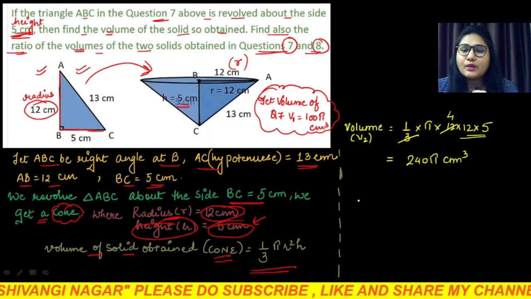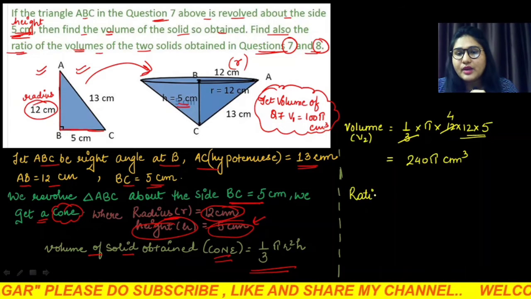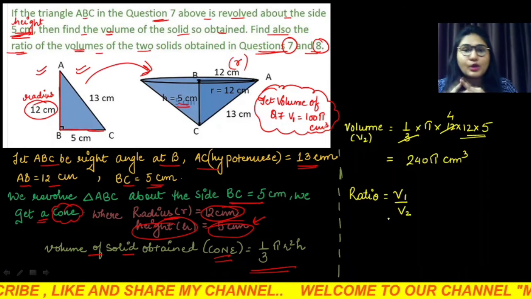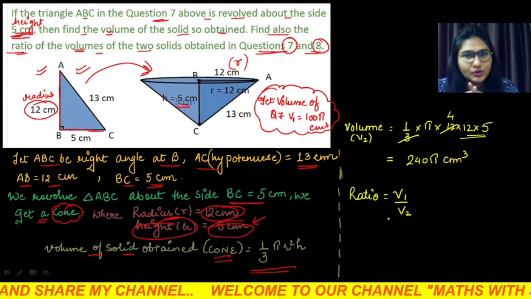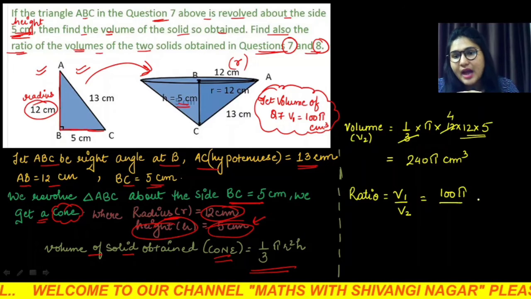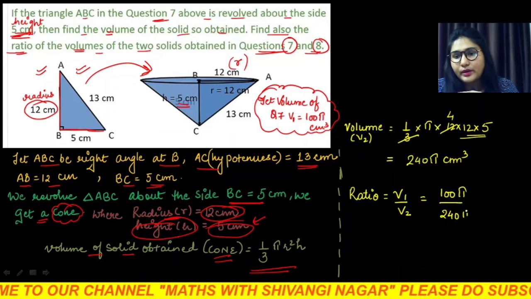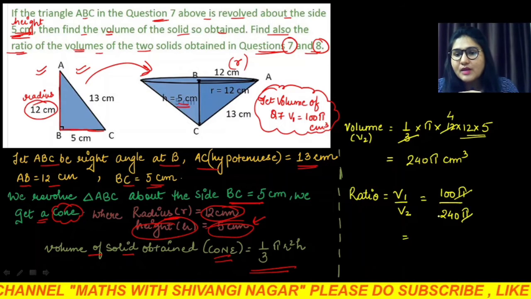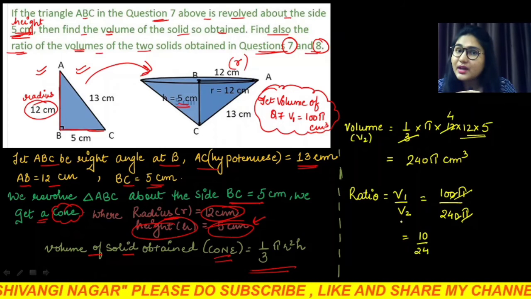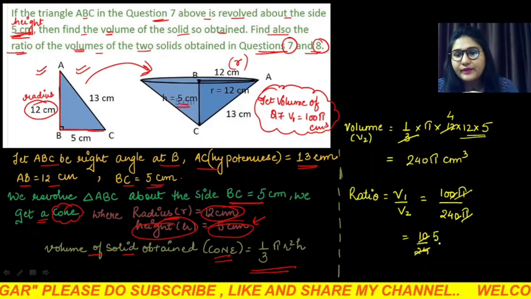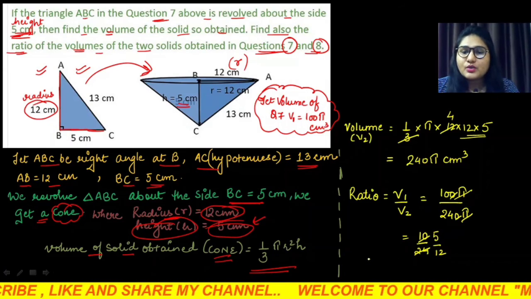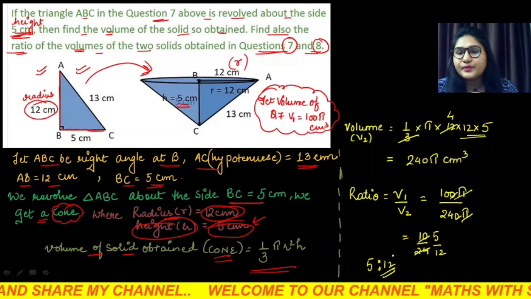So what we have to find out is the ratio. The ratio of V1 upon V2, that means the volume of the previous question and the volume of this question number 8. V1 we know was 100 pi, and V2 is 240 pi. Pi cancels pi, and 0 cancels 0. So we are left with 10 upon 24. Can we cancel them further? Yes, this is 2 times 5 and this is 2 times 12. So what is my ultimate ratio? The ratio is 5 is to 12.